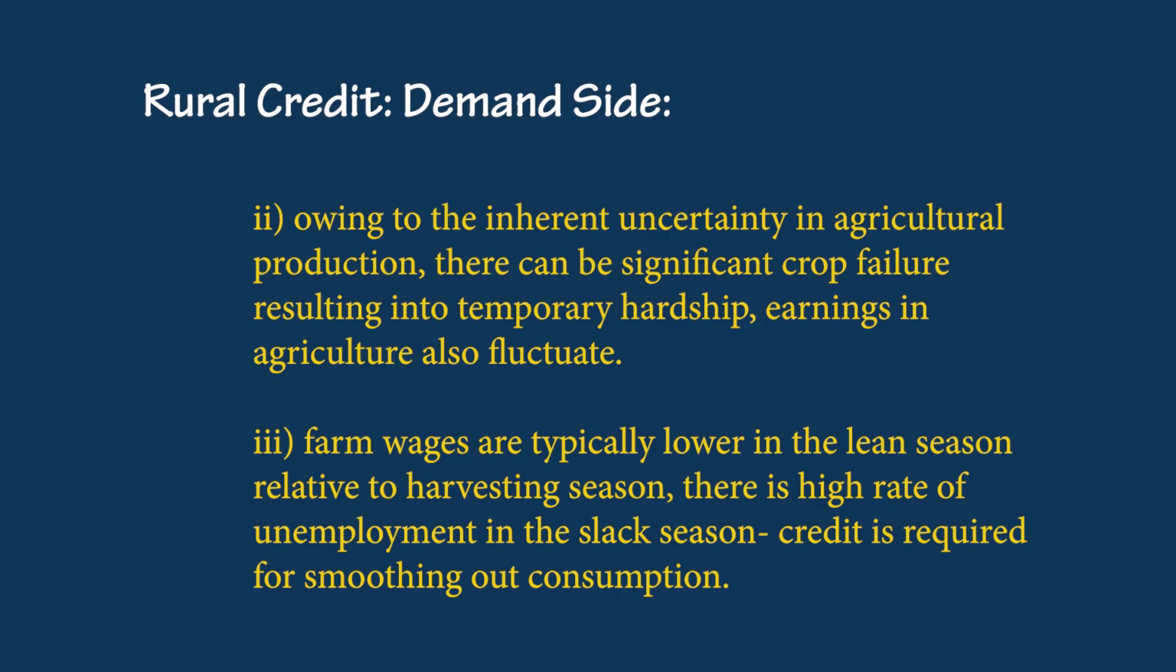Number 2, owing to the inherent uncertainty in agricultural production, there can be significant crop failure resulting into temporary hardship. Earnings in agriculture can fluctuate. This can raise the demand for credit. Number 3, farm wages are typically lower in lean season relative to the harvesting season. Therefore, in the lean season, there can be high rate of unemployment, and these unemployed people may require credit to smooth out their consumption.